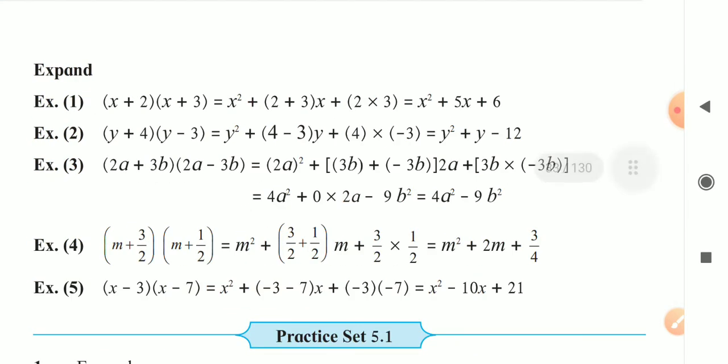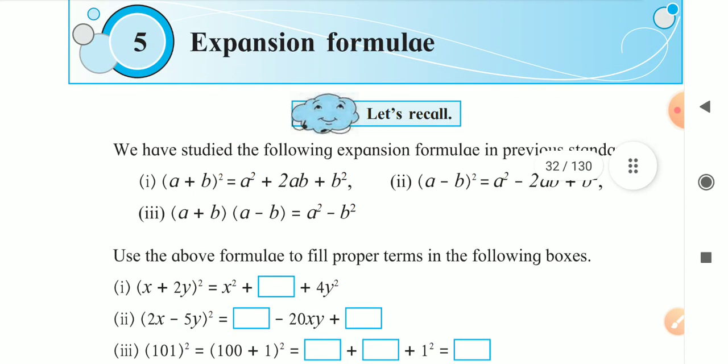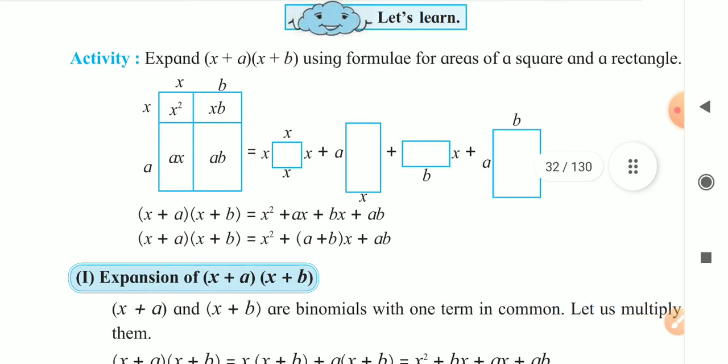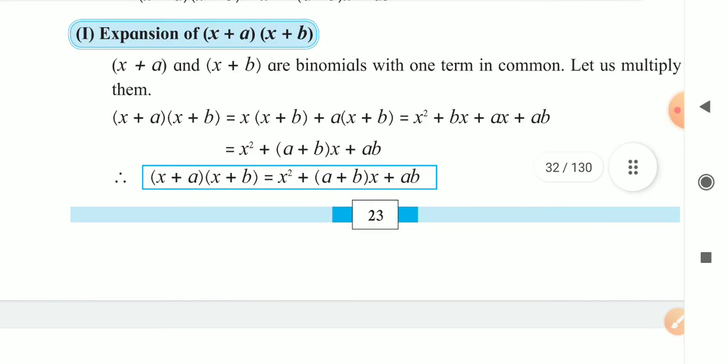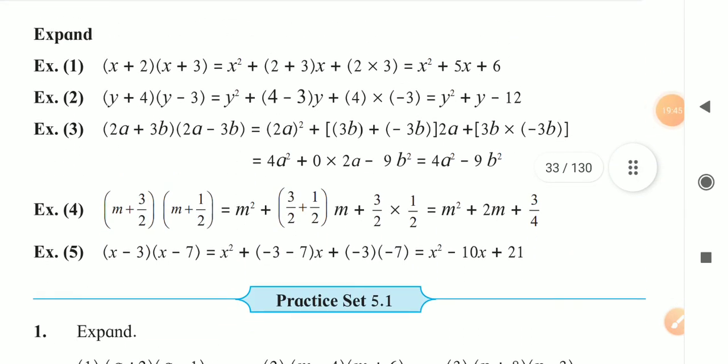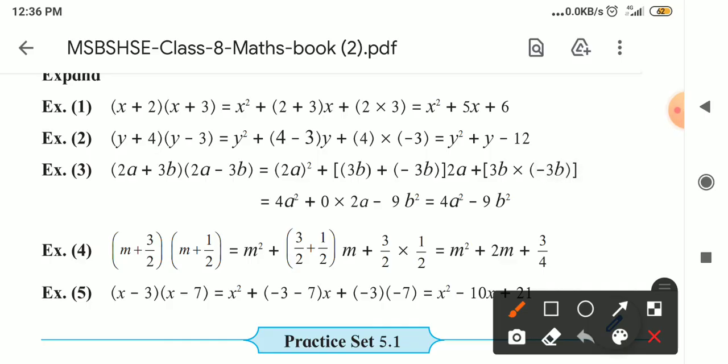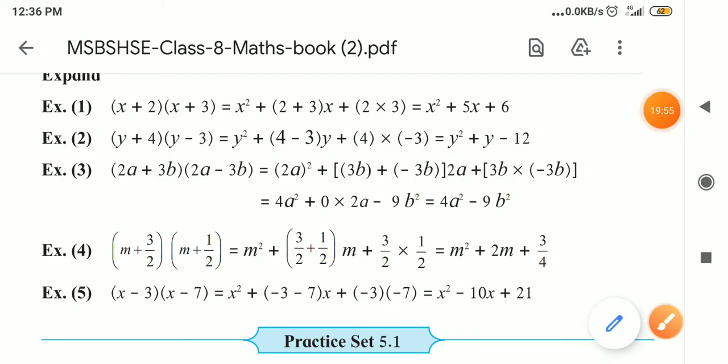You know the application in this Let's Learn, where you studied how to use (a plus b) square, (a minus b) square, a square minus b square. Similarly, try to use this formula, that is the (x plus a) and (x plus b) formula, for these examples and check your answer. If you are not able to solve, no problem. I will tell you how to solve it in tomorrow's lecture. Okay, so we will stop here only.